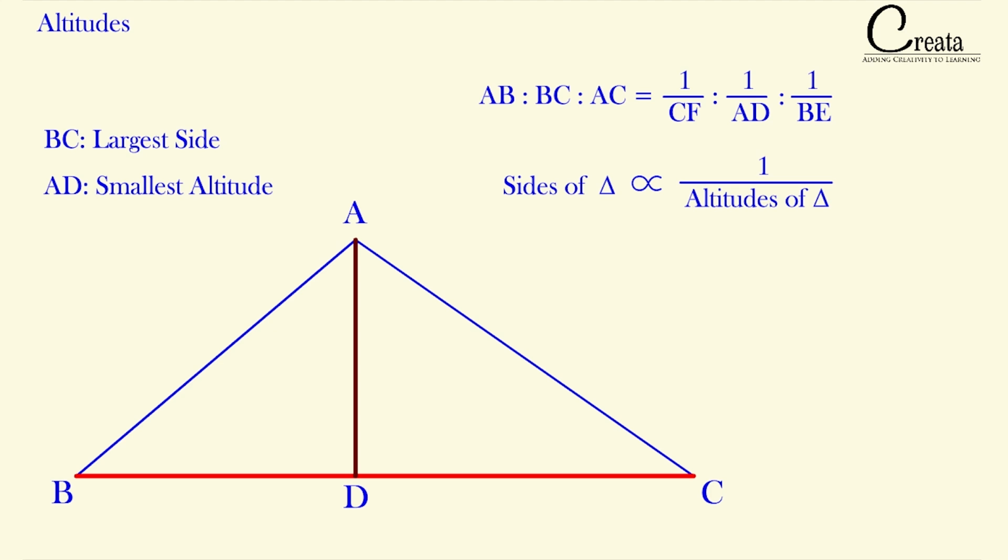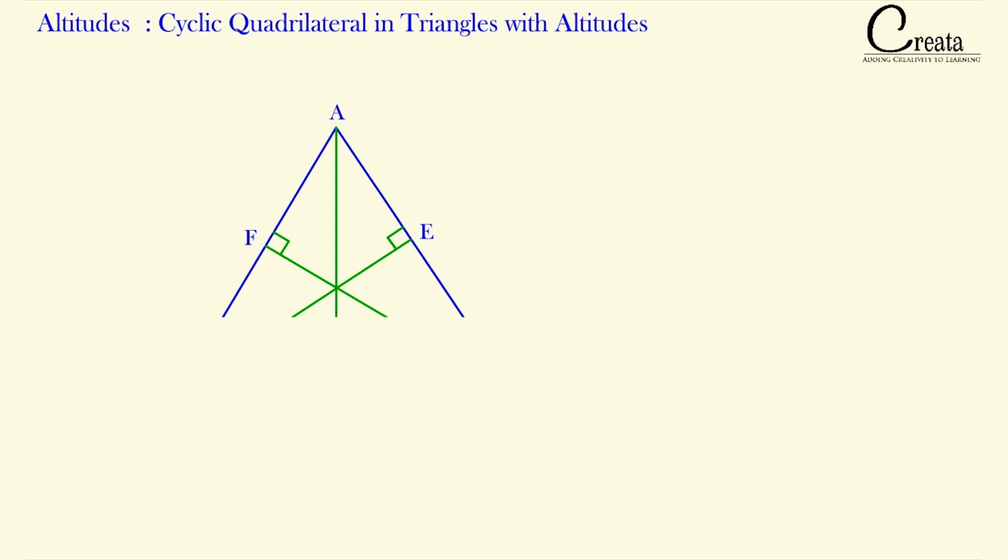Let's move to the next fundamental. This fundamental is a type of question. You can take this fundamental as a question. The question is, we have to identify how many cyclic quadrilaterals are inside this triangle ABC with the altitudes AD, BE and CF. We have to identify how many cyclic quadrilaterals we can form inside this figure.